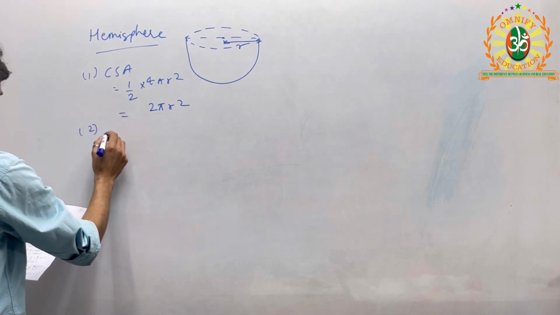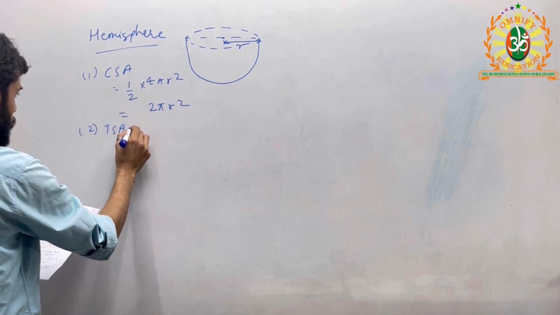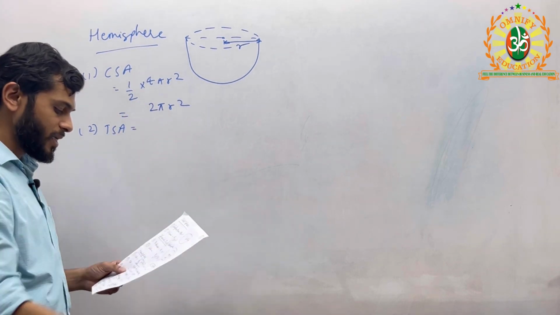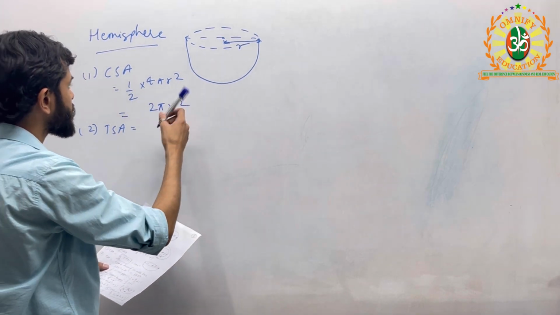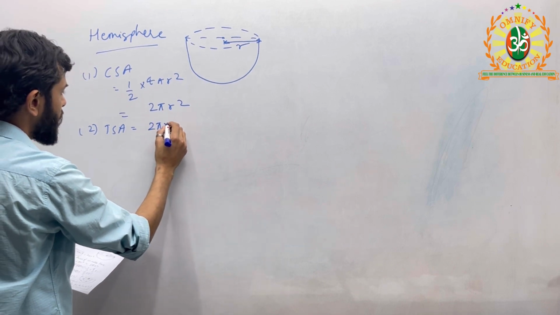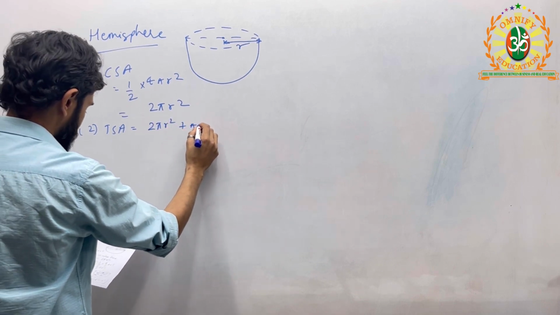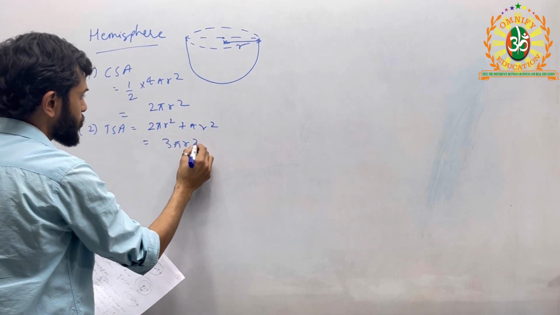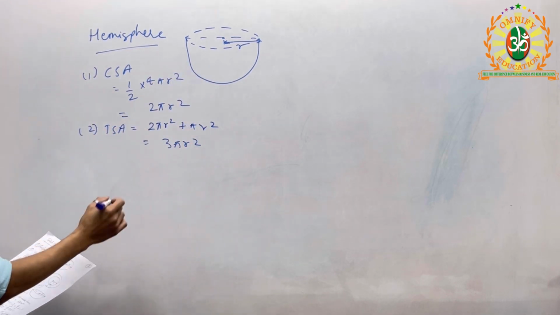Now second, the total surface area. The total surface area of the hemisphere would be the curved surface area plus the area of the circular base, which would be 2 pi r square plus pi r square. So it would give you 3 pi r square, which is the total surface area of a hemisphere.